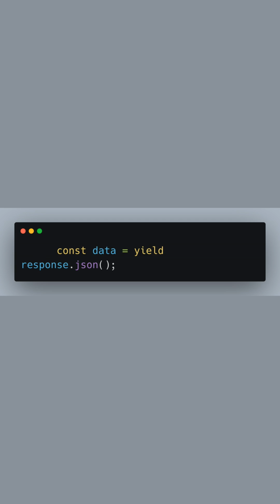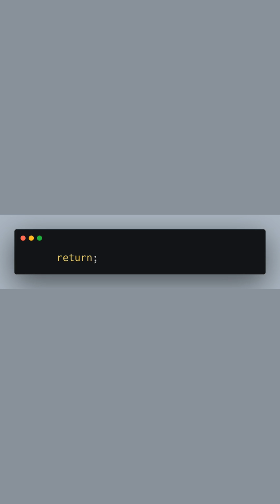Extract data from the response. Dispatch success action with the data. Exit the loop on success.